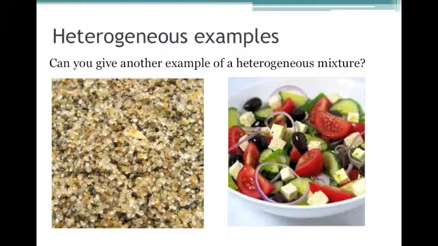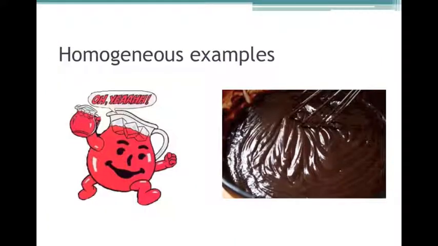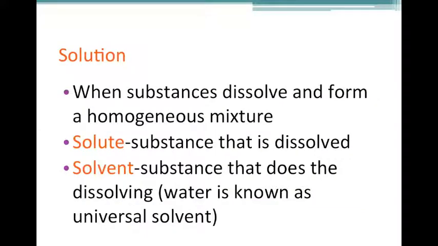So hetero, remember, means different. So there's not a uniform composition here. Homo means the same. Every bite that you take or drink that you take tastes the same.